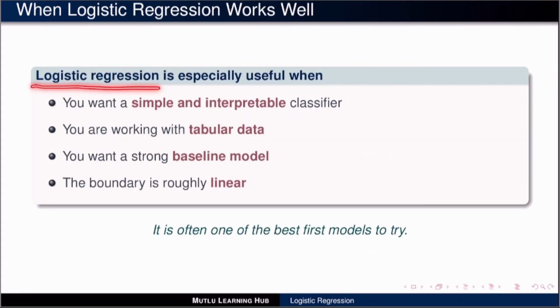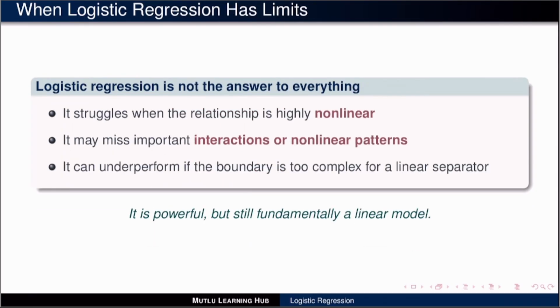Logistic regression works especially well when you want a simple and interpretable model, you're working with tabular data, you need a strong baseline, and the boundary is roughly linear. It's often one of the best first models to try. But it's not perfect. It struggles with complex nonlinear relationships, it can miss interactions between features, and it may underperform when the true boundary is complicated. At the end of the day, it's still a linear model.